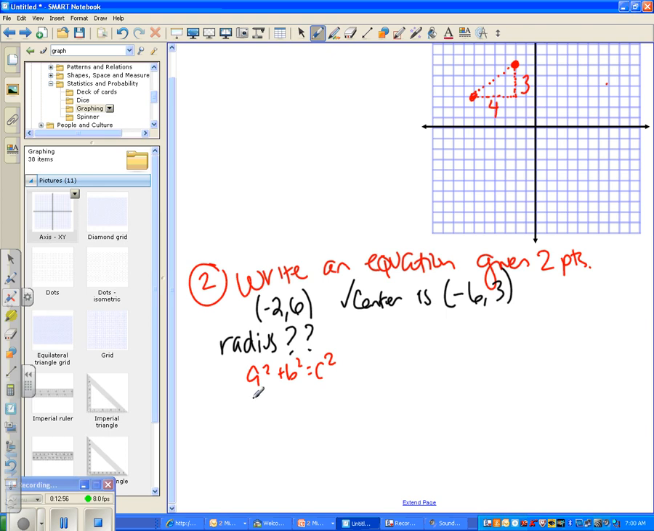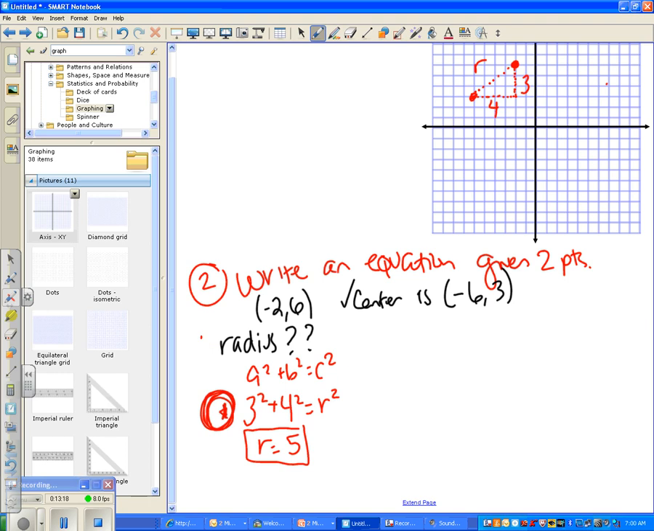So I can plug it in, 3 squared plus 4 squared equals c squared. Remember, c is just r. And you guys know what r is going to be. R is going to be 5. It's a 3, 4, 5 triangle. If you don't know how to do this, please come to tutoring because we've been doing Pythagorean theorem since September. Okay, so we know that 3, 4, 5 triangle, we have r equals 5.